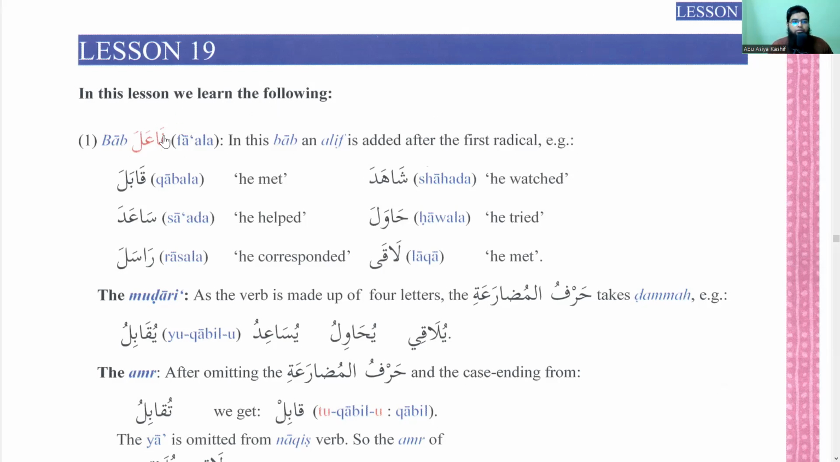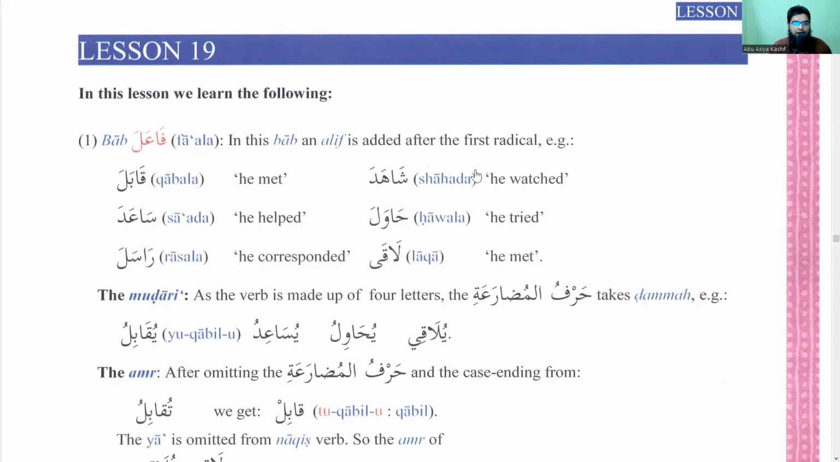In this lesson, we learn the following. Bab fa'ala. In this bab, an alif is added after the first radical. Example, qabala. So what are the root letters? Root letters are qaf, ba, and lam. Correct? The alif is additional. Alif is never the root letter, by the way. Qabala, he met. So if you're looking into the dictionary, you look for qaf, ba, and lam.